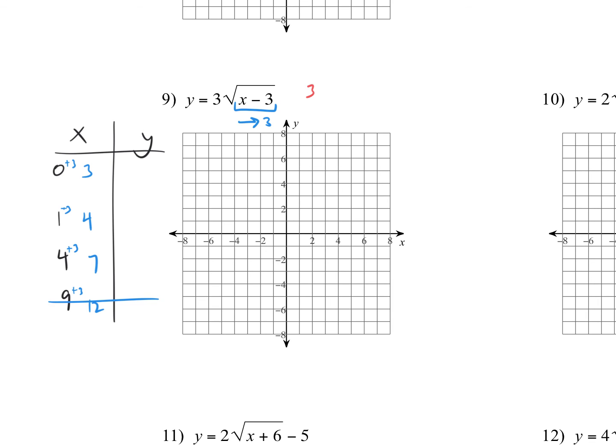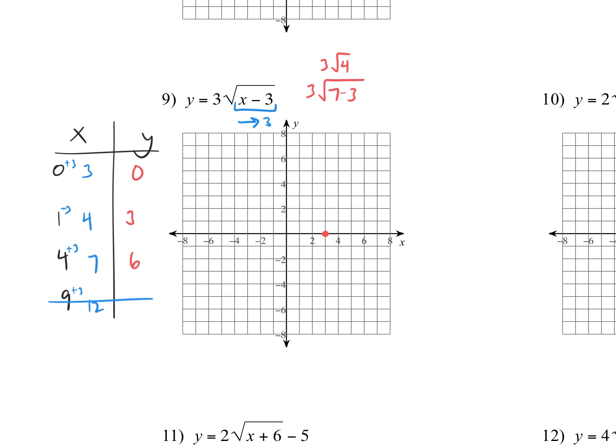To find my y values, I'm just going to plug in my new x values here. So I've got 3 times the square root of 3 minus 3. Well, that's just going to be the square root of 0, so this will be 0. If I plug in 4, I get 4 minus 3, which is 1. 3 times the square root of 1 is 3. Next one I'll try is 7. 7 minus 3 is 4. So 3 times the square root of 4, the square root of 4 is 2, so this would end up giving me 6. So I can plot these points.